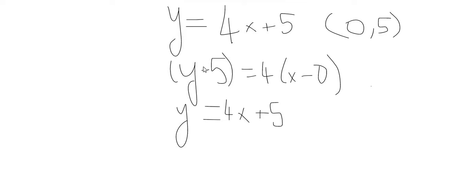And if they had given you a plus here and a plus here, that means this would be a negative 5, because the equation is y minus, and if you have a negative 5, then you do negative times a negative, which would be y plus 5.